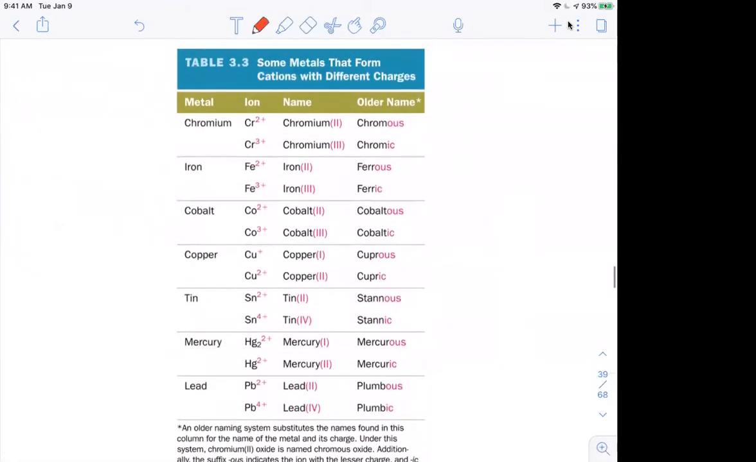Here are some of those metals that form these different charges and what charges are actually formed. This is the column you really have to focus on because this is what we currently use. We use the Roman numeral in parentheses to designate these different charges. This is an older name, where the -ous is the lower charge and the -ic is the higher charge in terms of integer value, right?